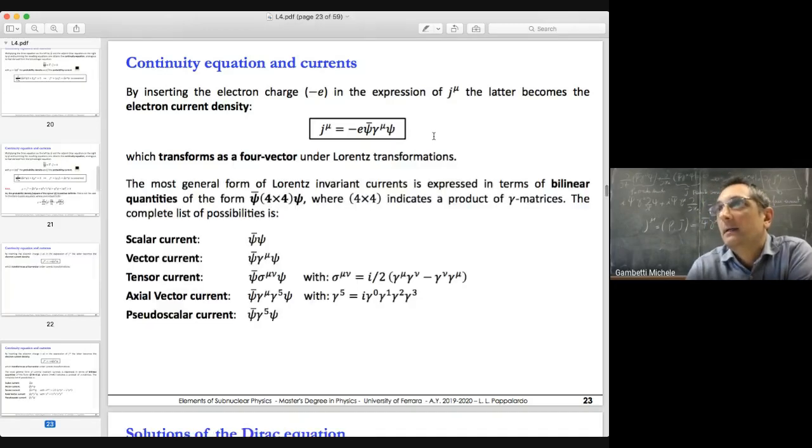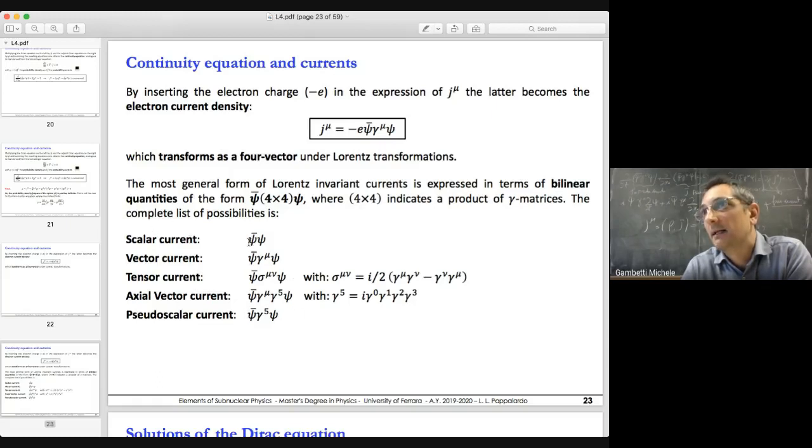Now, how many possible ways do we have to construct a current? If you want this current to be Lorentz invariant, there are only five ways that you can construct a current. Each of these terms, as you see, is of the form psi bar, then some combination of 4 by 4 matrices, and then psi. So it's the adjoint spinor and the spinor. The only possible Lorentz invariant currents that you can create are those ones.